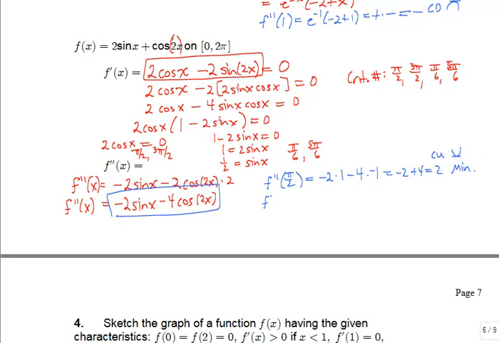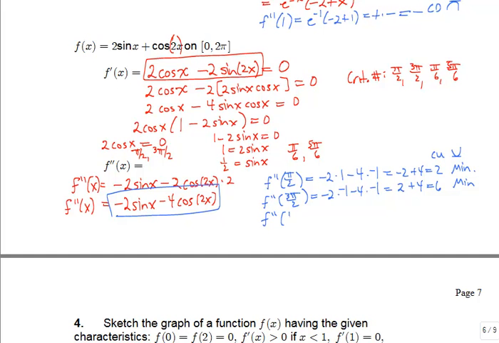Okay, so now we go to 3 pi over 2. So we get negative 2 times sine of 3 pi over 2 is negative 1, minus 4 times 2 times 3 pi over 2 is 3 pi. Cosine of 3 pi is negative 1. So we'll get 2 plus 4, which is 6. That's still positive, so we still have a min.